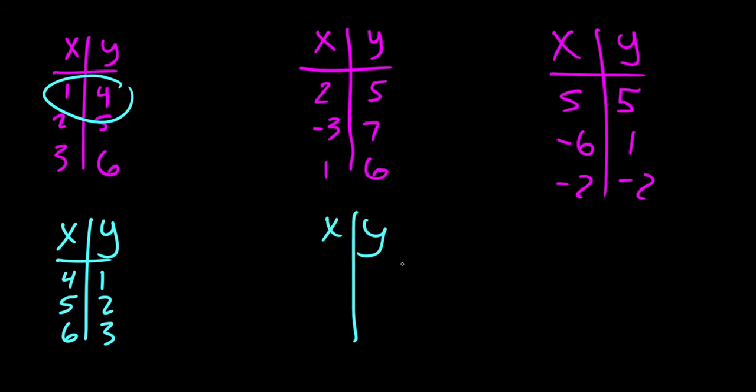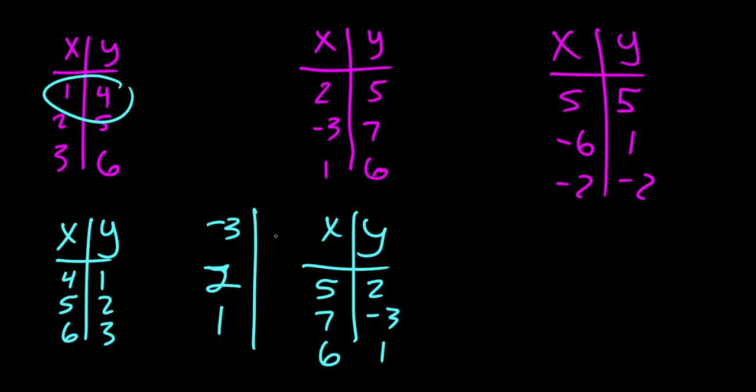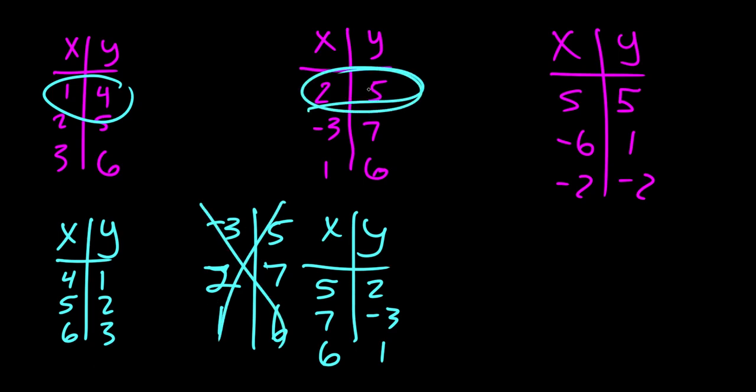Now if I'm doing an inverse over here, I could even just write down all the y's in the x column, and then write down all the x's in the y column. Now it is important that you still have the 2 corresponding to the 5 and the -3 corresponding to the 7. We would not want to write -3, 2, 1, and then do 5, 7, 6. That doesn't work. We need these to still correspond. We just switch the ordered pairs.